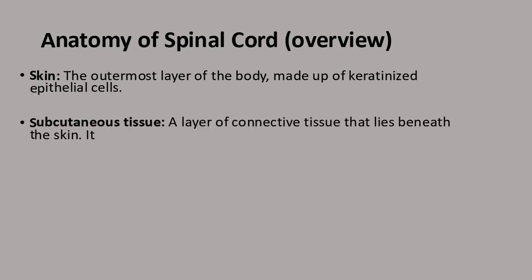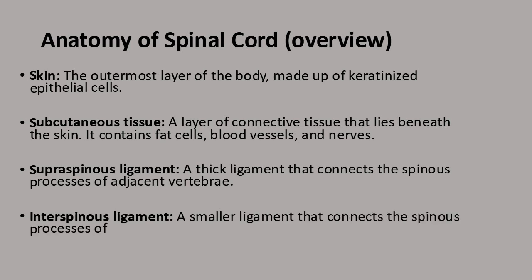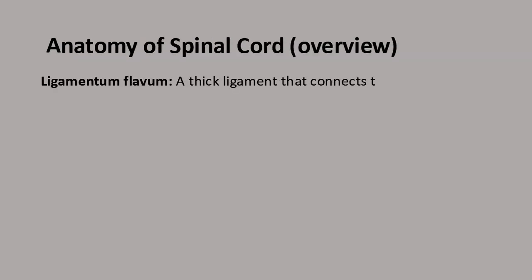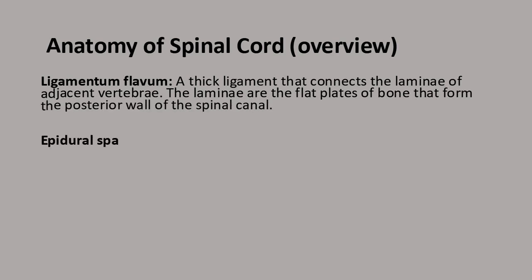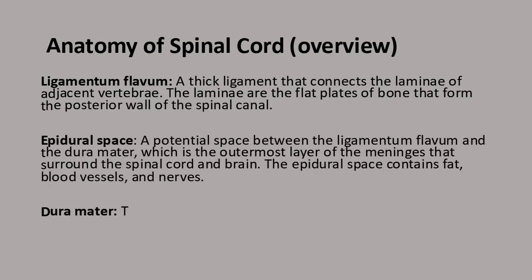Skin, the outermost layer of the body, made up of keratinized epithelial cells. Subcutaneous tissue, a layer of connective tissue that lies beneath the skin. It contains fat cells, blood vessels, and nerves. Supraspinous ligament, a thick ligament that connects the spinous processes of adjacent vertebrae. Interspinous ligament, a smaller ligament that connects the spinous processes of adjacent vertebrae at their midline. Ligamentum flavum, a thick ligament that connects the laminae of adjacent vertebrae. The laminae are the flat plates of bone that form the posterior wall of the spinal canal.